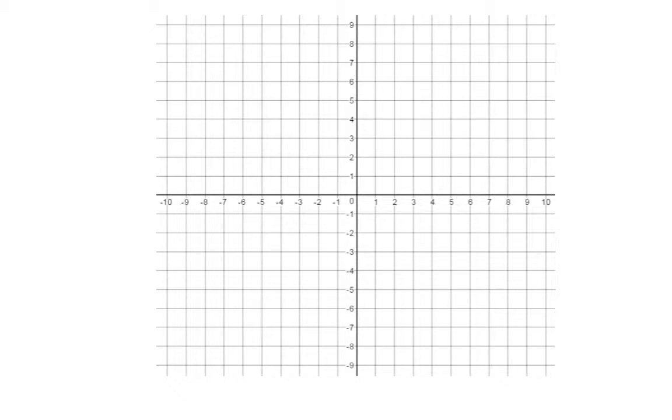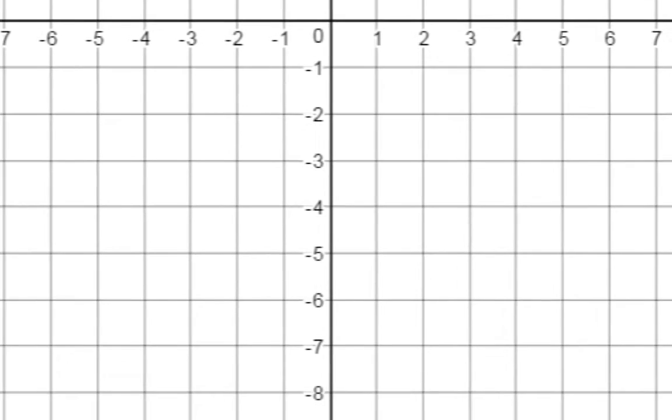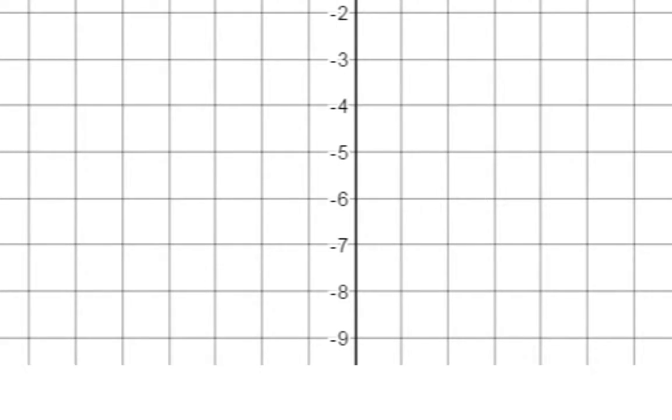Let's take a look at the first line. The first line has a y-intercept of negative 5. Let's zoom in to negative 5 and let's make a dot. This slope is negative 2 over 1, which means we're going to have to go down 2 units and we have to go over 1 unit to the right. And I'm going to put my other point over there.